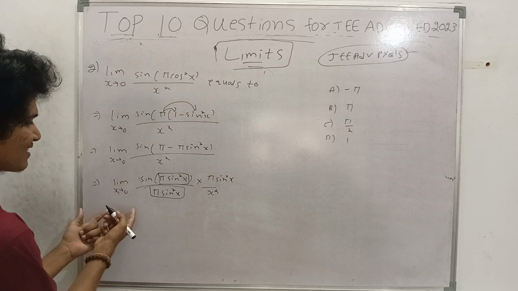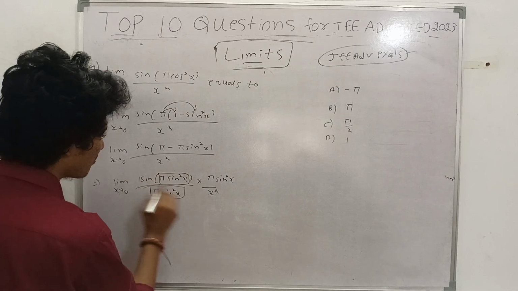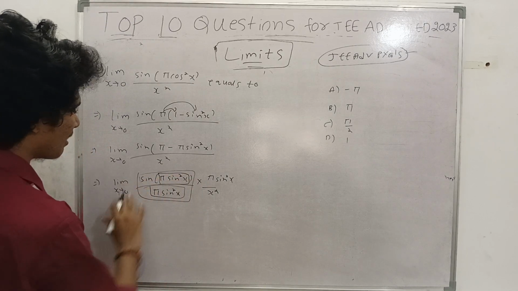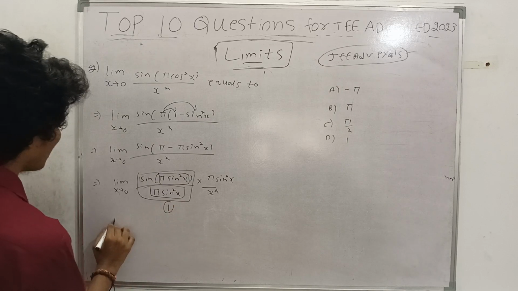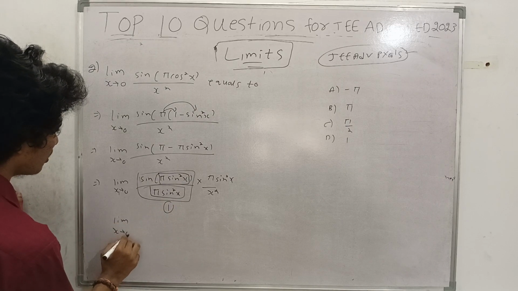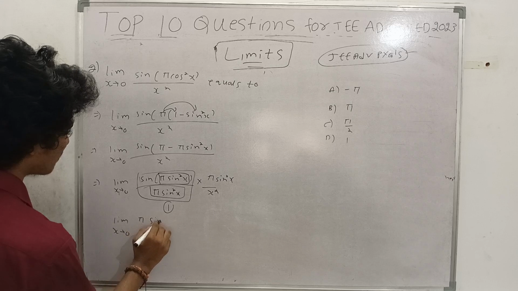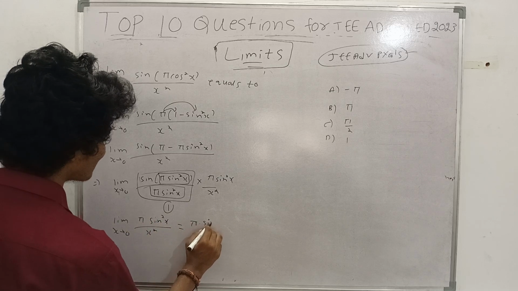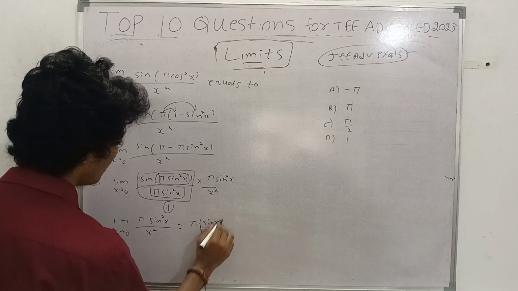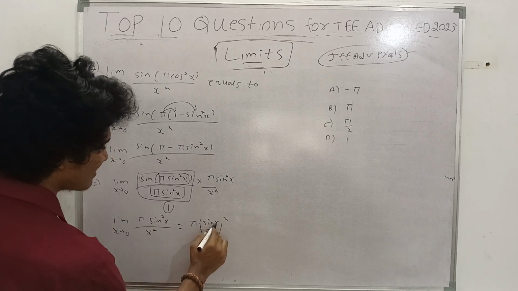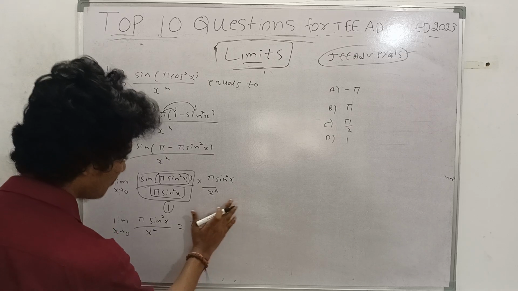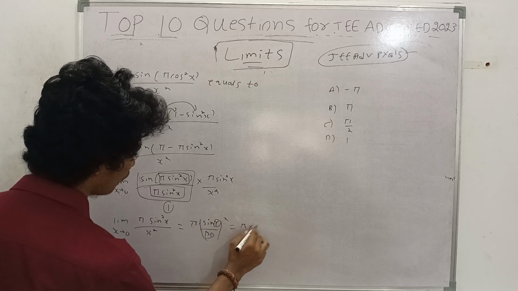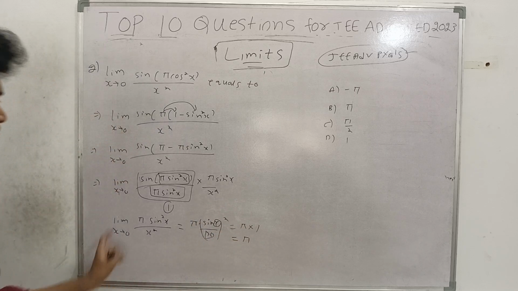Because we know when x is tending to 0, sin(box) divided by box is 1. So I can completely change this as 1, and finally what is left is the limit x tending to 0 of pi into sin square x divided by x square, and again another box, pi into (sin x divided by x) whole square. And when x is tending to 0, sin x by x is 1. So this complete thing is 1. What is left? Pi into 1. So it will be pi. Like this you have to solve.